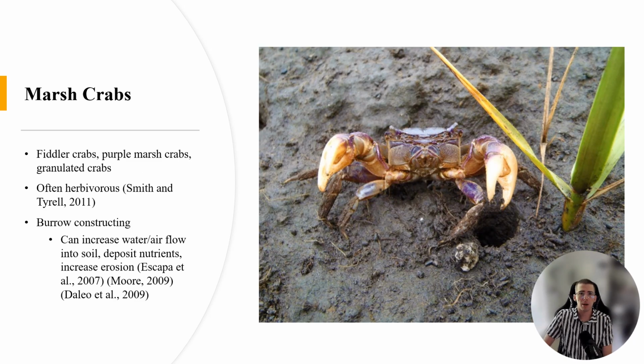Now for some background on the star of the show here, marsh crabs. I focused primarily on common species found in North and South America, which are fiddler crabs, purple marsh crabs, who we can see here in this photo, and granulated crabs. All three of these crab species can alter their environment greatly due to often being herbivorous and feeding on cordgrasses that dominate these salt marshes. They also construct lots of little burrows within the soil, which, as we will soon see, can cause lots of various effects on the ecosystems.